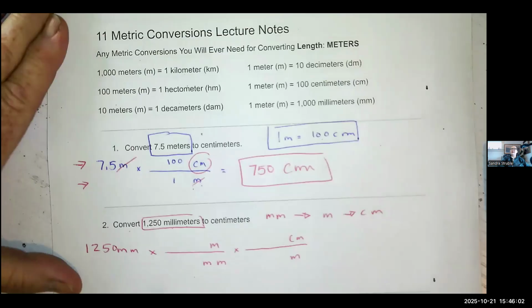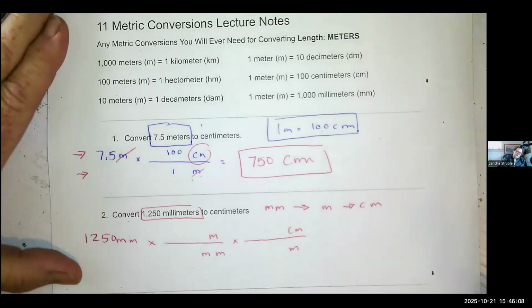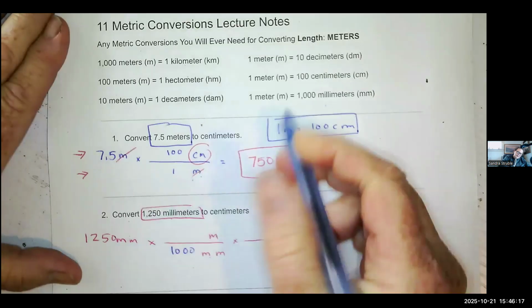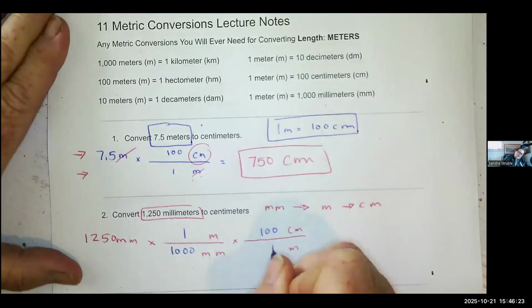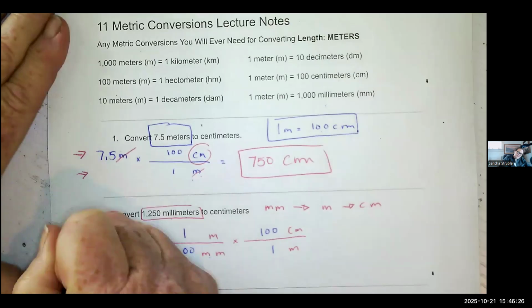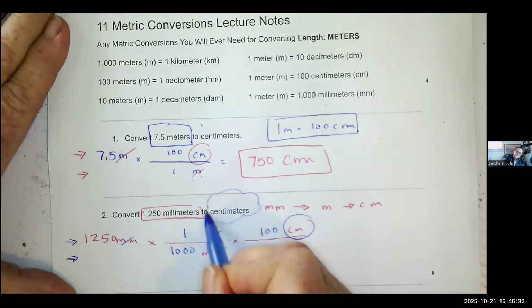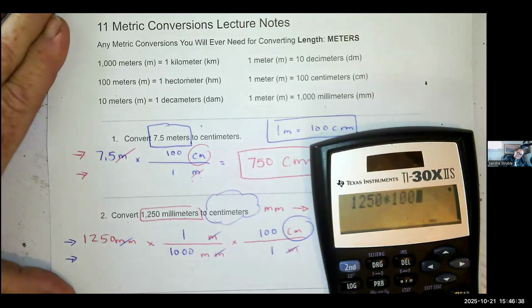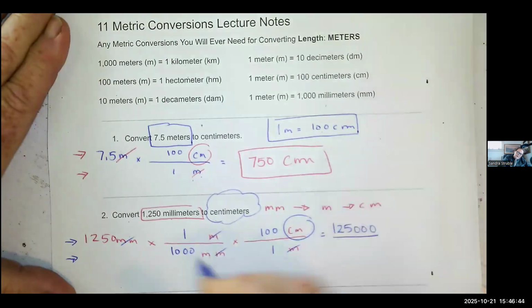Once I get these set up, these will cross out, these will cross out. Fantastic. Now I can plug in my numbers. How many millimeters are equivalent to the meters? Here's the millimeters, 1,000. Here's the meter, 1. Centimeter, 100. Meter, 1. You always multiply straight across. Millimeters gone, meters are gone. We're left with centimeters, which is what we wanted. 1,250 times 1 times 100 is 125,000. 1,000 times 1 is 1,000. And I know this is centimeters.